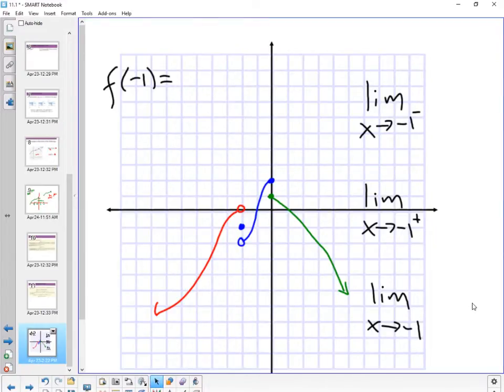Okay, so let me follow my function from the negative side, right? And I'm going to care when I get to right here, because that is -1. So none of this matters to me. There's some funky business going on here, I don't care. I'm approaching from the negative side. What am I getting closer to? 0.